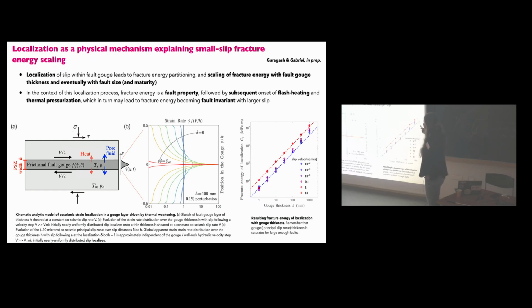And this is work in progress, led by Dimitri, that develops the analytical model for that: localization of slip within fault gouge that leads to fracture energy partitioning, and that can explain exactly the kind of scaling that we observed in our correction of the seismological data.